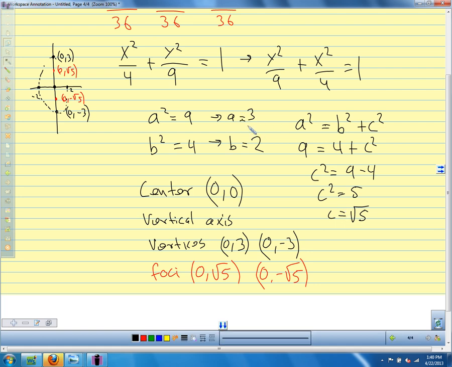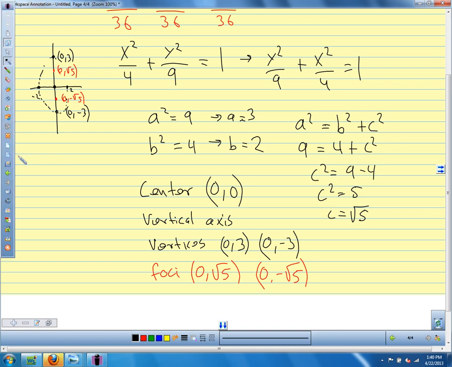Questions on that example? So the key with ellipses is finding A, finding B, finding C, and remembering what that tells you about the ellipse. A, distance from the center to the vertices. B, distance from the center to the co-vertices. C, distance from the center to the foci.